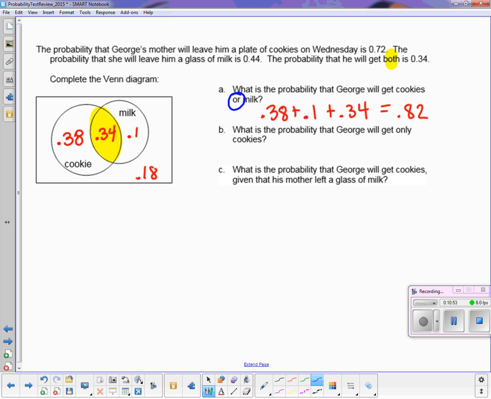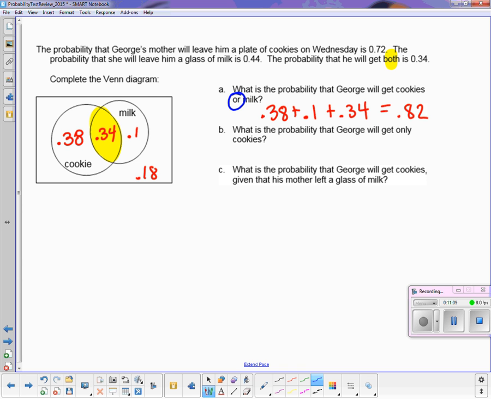Right, or one or the other. It doesn't say only cookies or only milk. It just says one or the other. It could be both. So let me use the formula. Okay, let's use the formula.